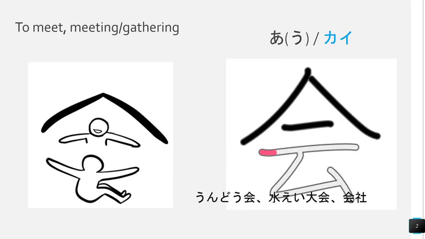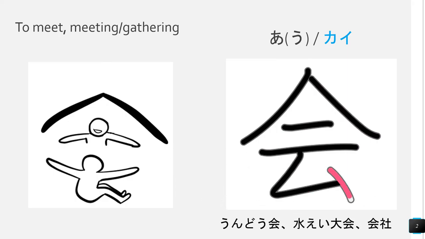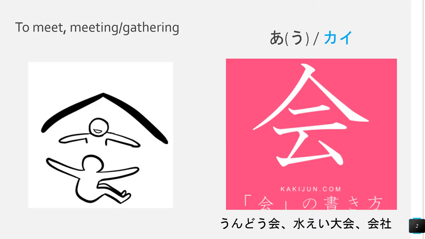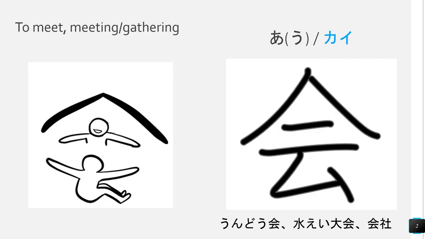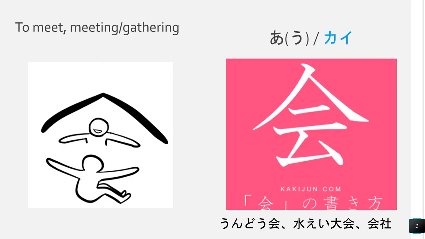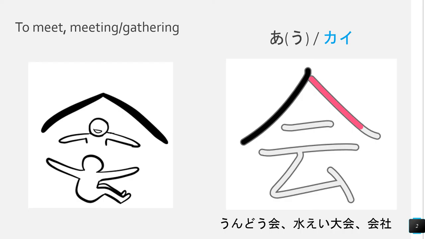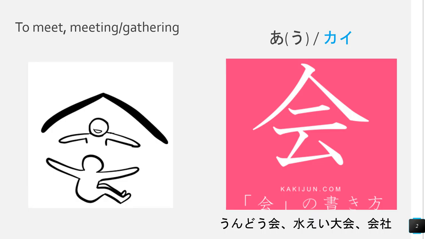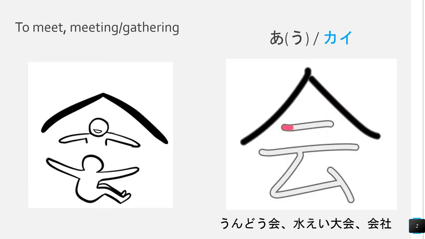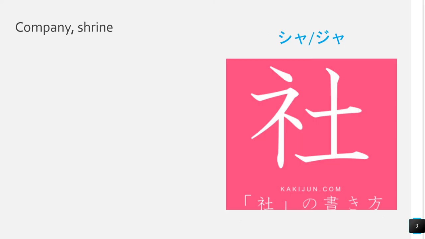Now, the kanji can be used in the following vocabulary. For example, 運動会, which means exercise gathering, is the word we use for sports carnival. And 水泳大会. What do you think that means? It's a swimming big gathering, so it's a swimming carnival. And then the last one is 会社. We are actually going to look at the second kanji very soon, which is company, 会社. Okay, so let's have a look at the next one.